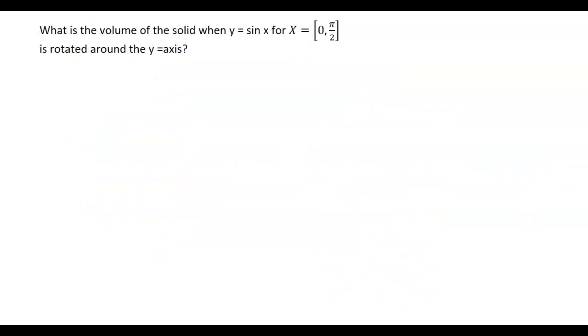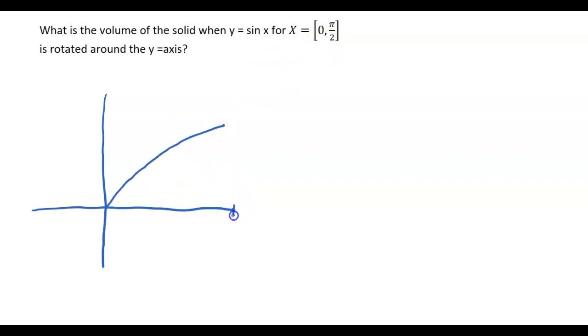Let's do one more example, and this time instead of rotating around the x-axis, we're going to rotate a function around the y-axis. Okay, so here's the question. What's the volume of the solid when y equals sine x? So sine x from 0 to pi over 2. So sine x is going to go from 0 to pi over 2. It's going to look like that. This point here is at (pi over 2, 1).